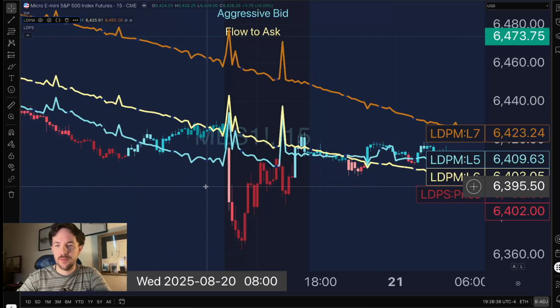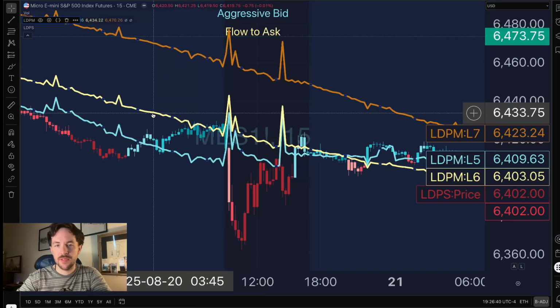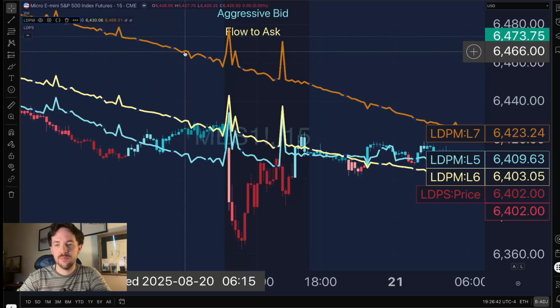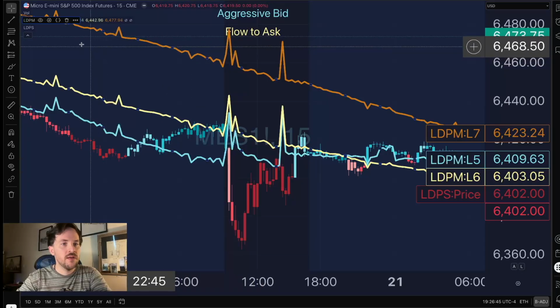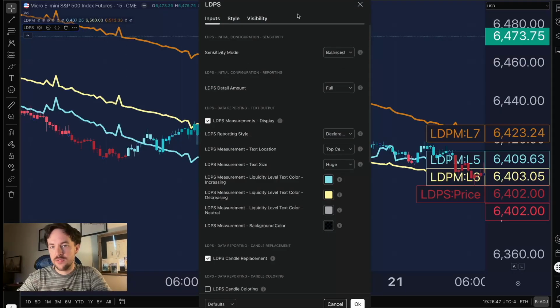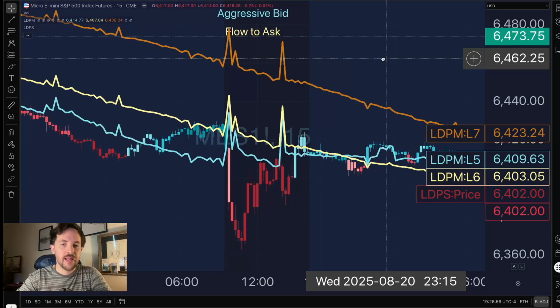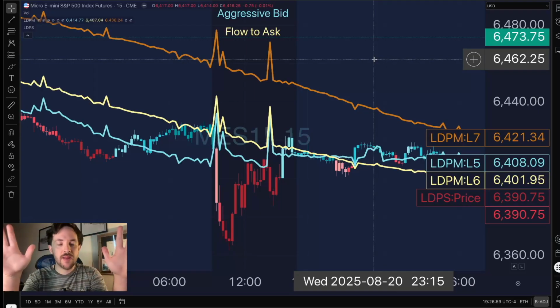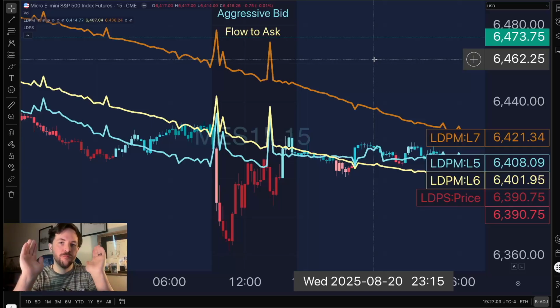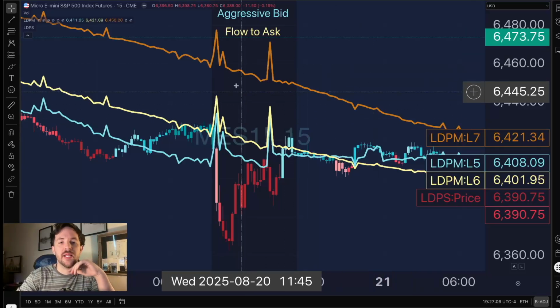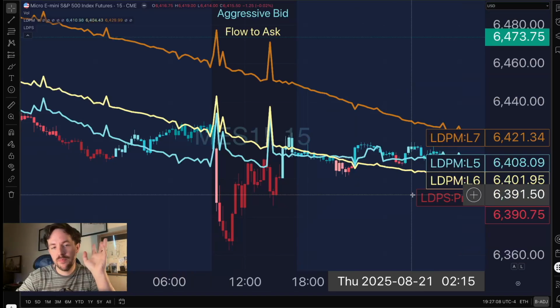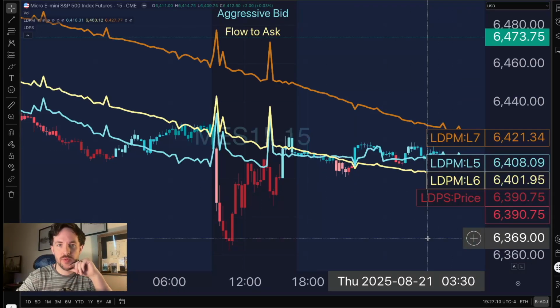And then we have the LDPM 5, the blue line, the yellow line being LDPM 6, and the LDPM 7 being the orange line. And then we have LDPS here, unbalanced as usual. LDPS detail amount is full. We do declarative, which just determines how the text output is. Up until now, everything has been the same. We've added LDPM, we've added LDPS, and so it pops up on the chart, and say this is what we see.